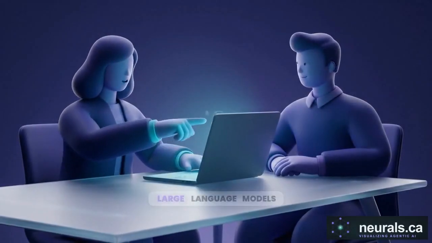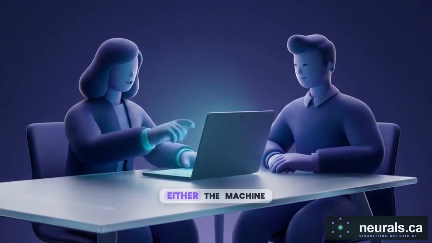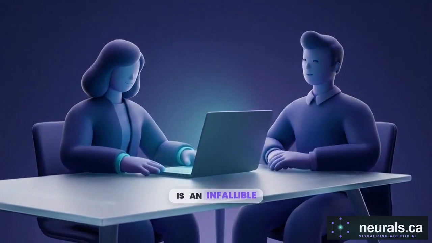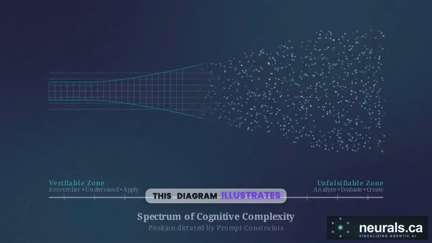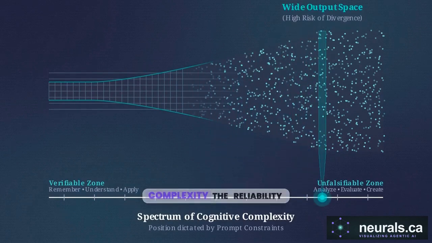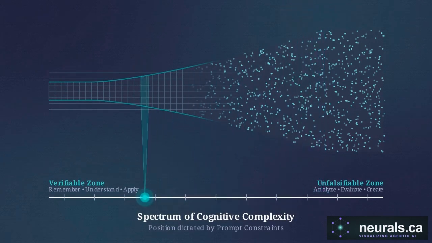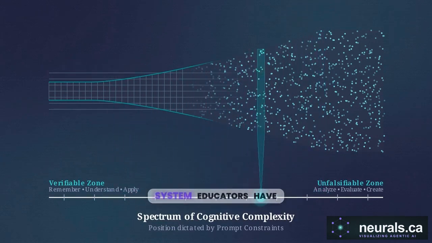People often discuss large language models existing in one of two states. Either the machine is an infallible genius, or it is entirely broken. This diagram illustrates how these models actually operate. They slide along a spectrum of cognitive complexity. The reliability of the output depends entirely on the specific constraints of the prompt you feed the system.